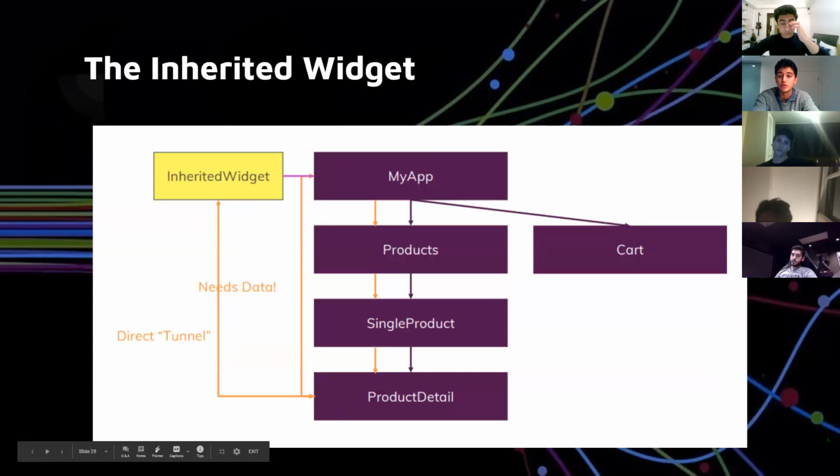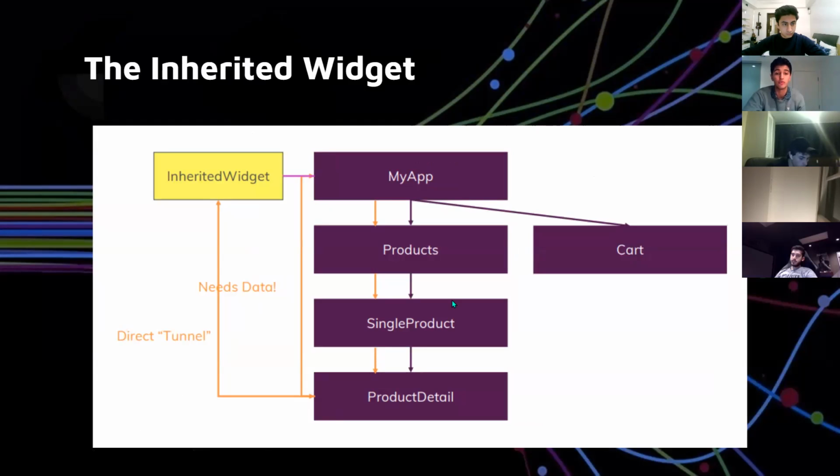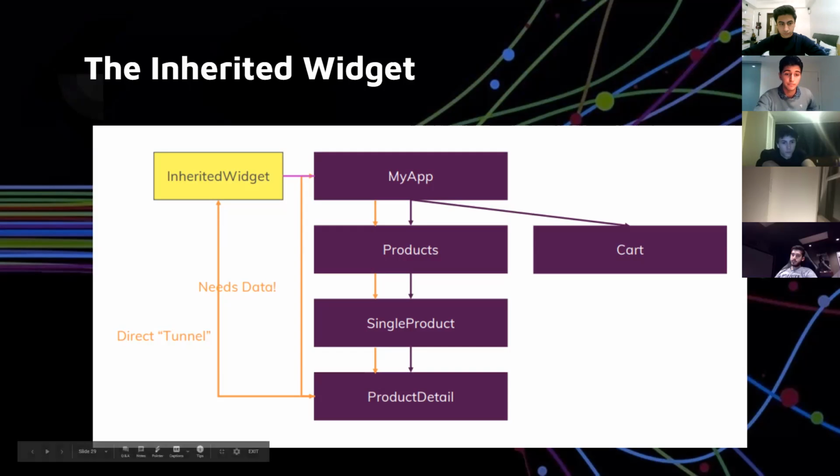The inherited widget. So when you are doing generalization inside of your application, you need to be able to pass data down through a widget hierarchy. So an inherited widget allows you to pass the data from, say, my app to product details, as you can see here, through a direct tunnel. So either you can pass it through parameters, or you can use the inherited widget, which is a really nice shortcut to not need to pass 20 parameters for one widget 20 levels down.